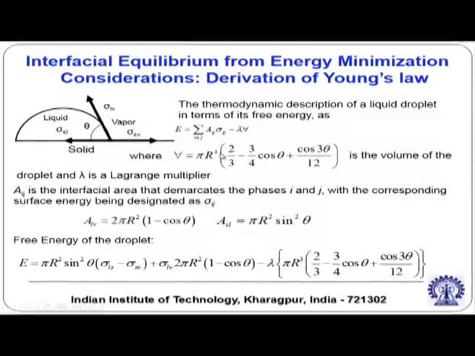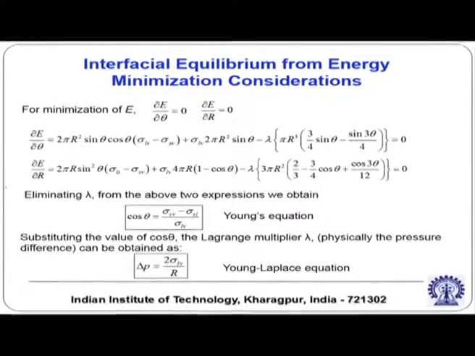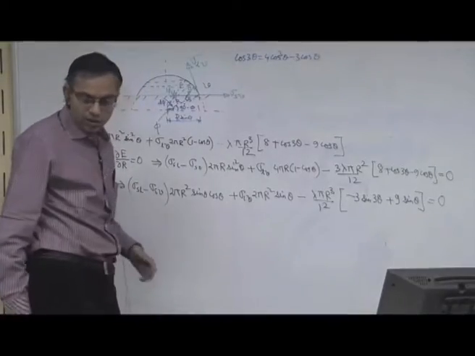So, we have derived these expressions of the volume of the droplet, the liquid vapor interfacial area, the solid liquid interfacial area, all these expressions we have derived, and the expression for E is summarized in the view graph. For minimization of E, you can set the partial derivative of E with respect to theta equal to 0 and with respect to r equal to 0. So, let us try to see what is the consequence of that. Let us get back to the board and look into the expressions.